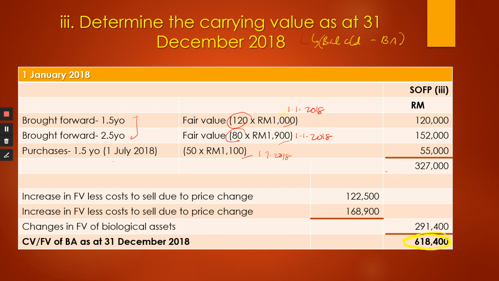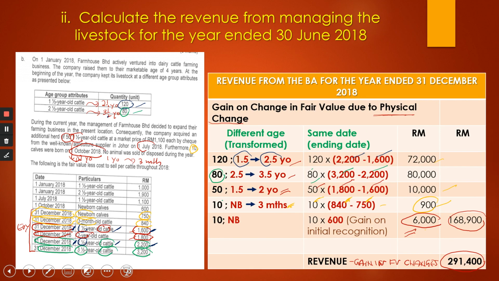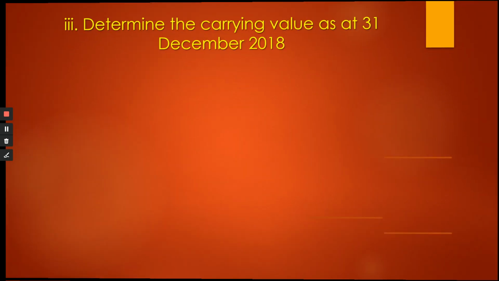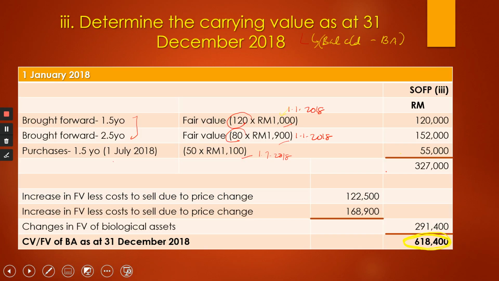So you have 55. In this calculation, the gain is the increase in fair value due to, oh, there's some mistake here, let me just check. Increase in fair value due to physical changes. Okay, just make some correction there. Physical changes is 168,900, the one that we calculated recently, and remember, this also includes the gain on initial recognition. And this one is gain due to price changes, 122,500.